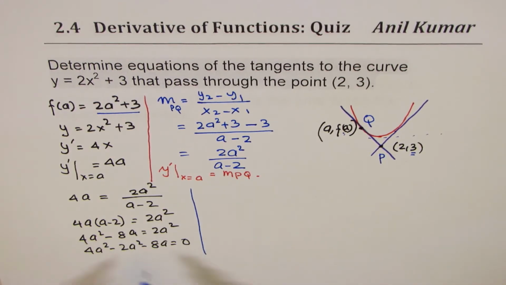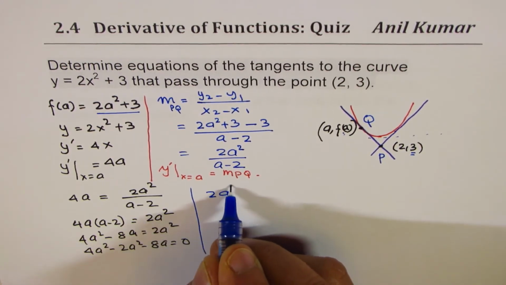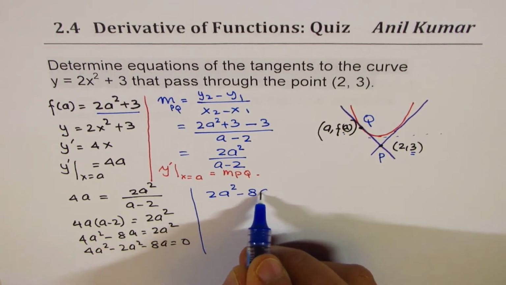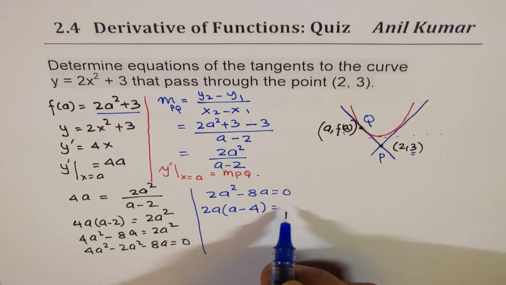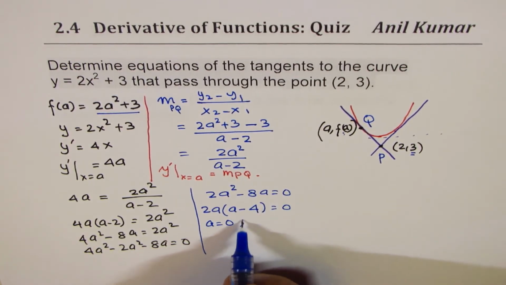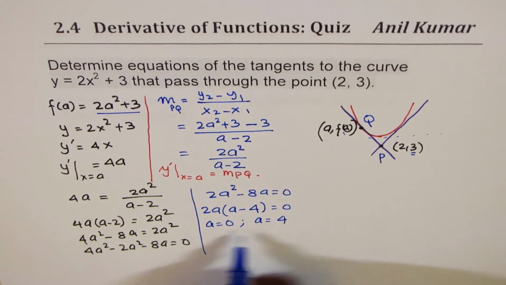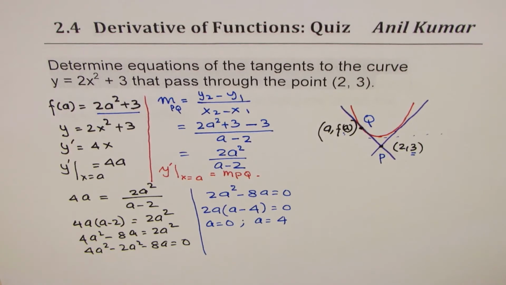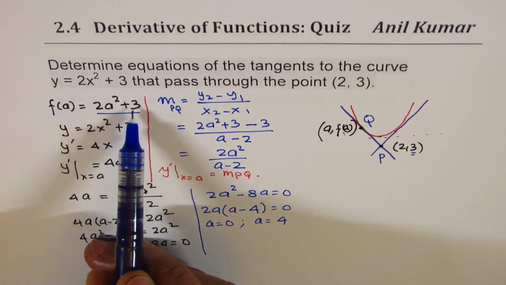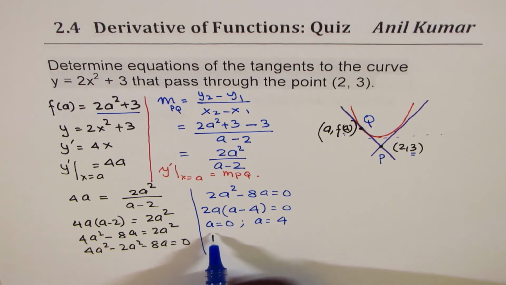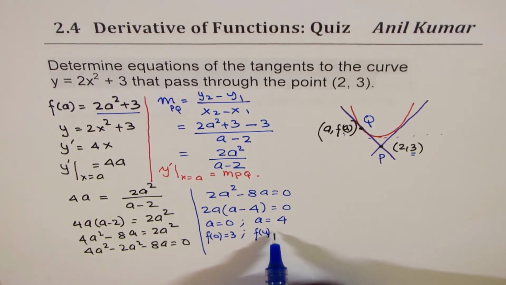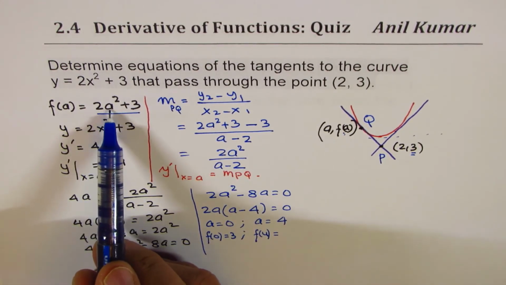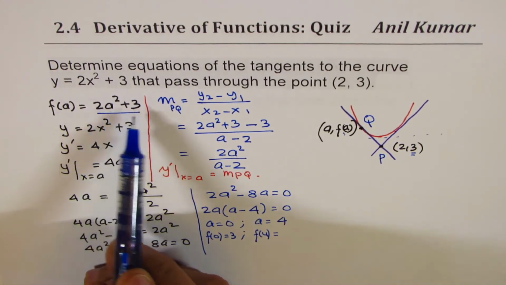Now we can solve for a. So which is 2a squared minus 8a equals 0. Factoring 2a will give us a minus 4 equals 0. That means a equals 0 or a equals 4. So we get two values of a. Now, if a is 0, what is f of 0? f of 0 is 3. So if a is 0, we have f of 0 equals 3. So we have 1 point. And if a is 4, then what is f of 4 equal to? Substitute 4 here. 4 squared, 16 times 2, 32, plus 3, 35.